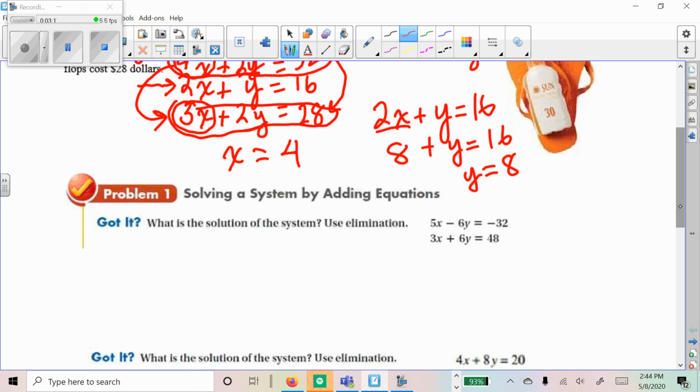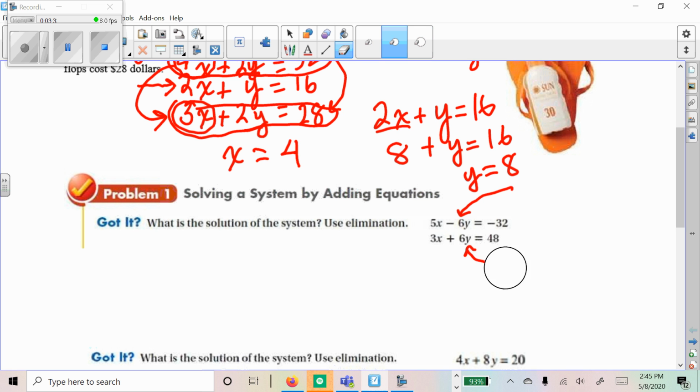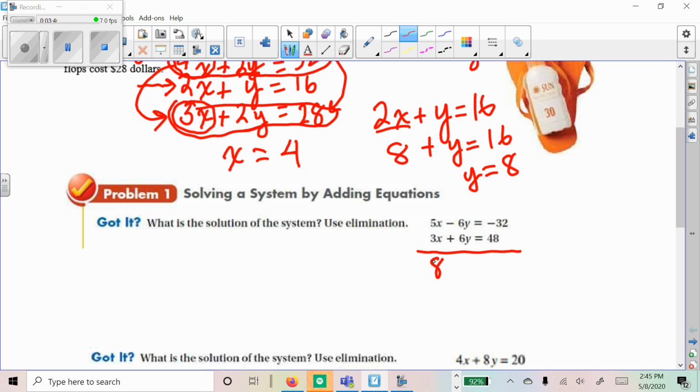Sometimes we're going to add, sometimes we're going to subtract. Like in this first set of equations, notice that you have a minus 6y here and a plus 6y here. If you add a negative 6y to a positive 6y, you get 0, and you end up with only x left over. So I'm going to just add these two together. That gives me 8x. The negative 6y and the 6y cancel, so that's 0. And then negative 32 plus 48 is 16. Now it's really easy to solve. Just divide by 8, and we get x equals 2.